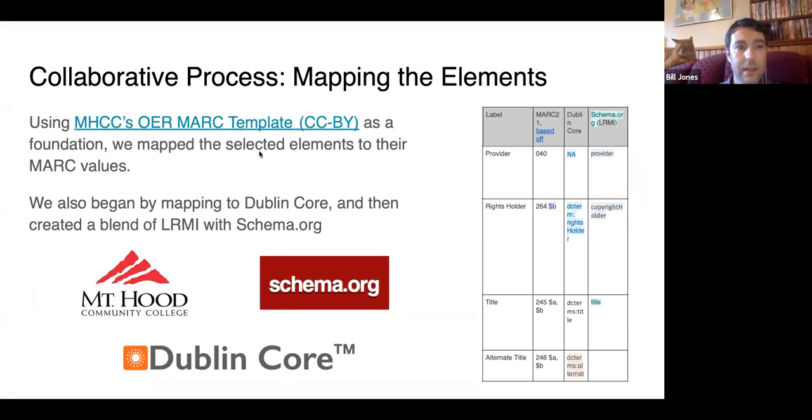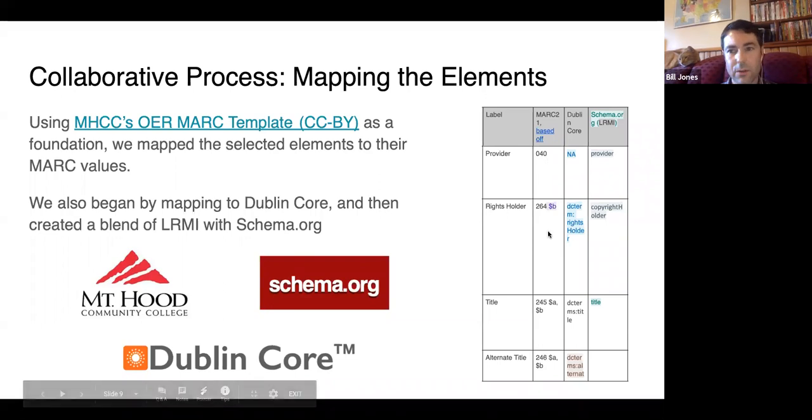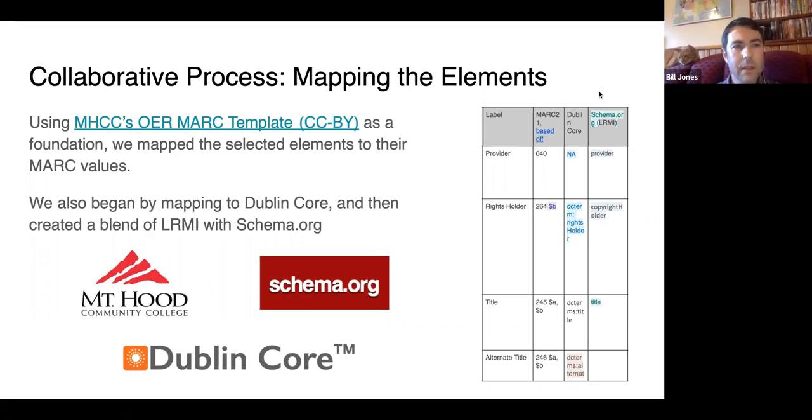You can see that here in this link. The slides will be available to you. But you can see in this table here that we started with one column and mapped those different MARC fields right to it. Then we headed over to Dublin Core, and also we made a blend of LRMI and schema.org, because if you look at the LRMI template, we were looking at it on the Creative Commons site, there's only about 10 or 12 elements, and there wasn't enough for us to map to the 34 elements that we had identified. So with that blend of schema.org and LRMI, we were able to identify different mapping areas.